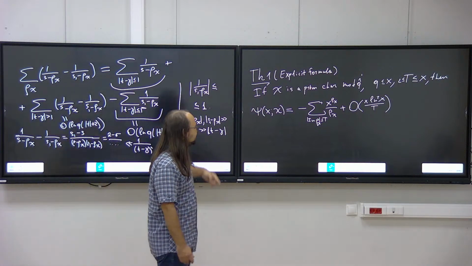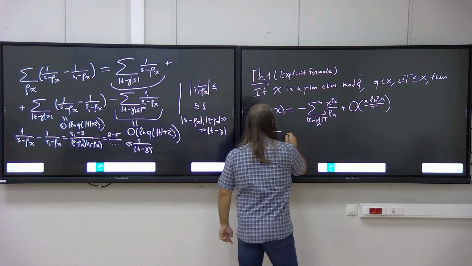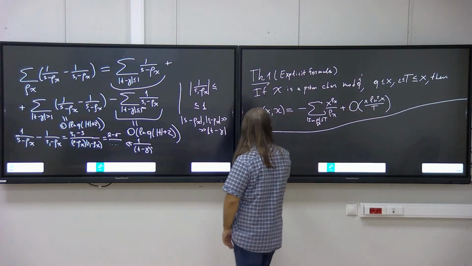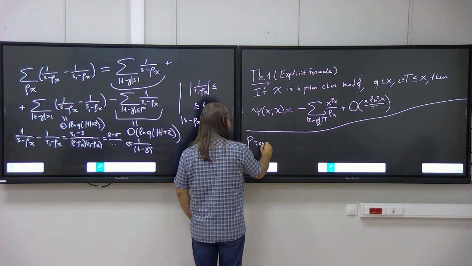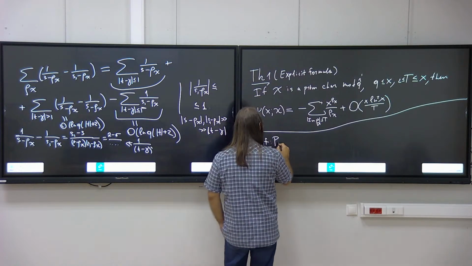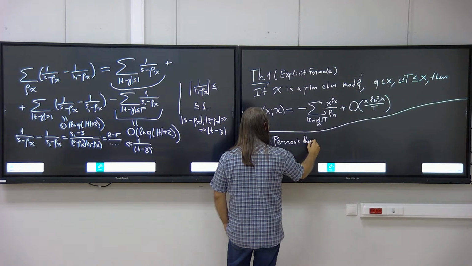Yeah, so the sum is over zeros of the L function. Okay. So the proof is straightforward. We use Perron's theorem.